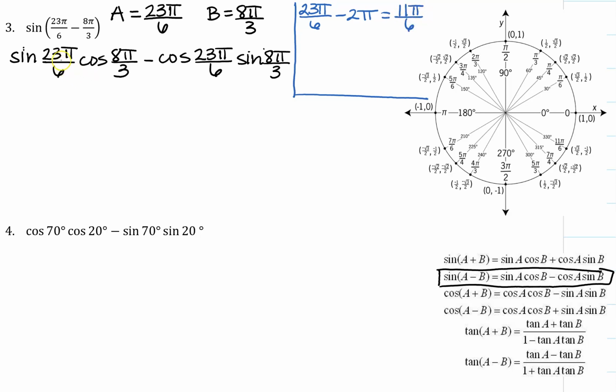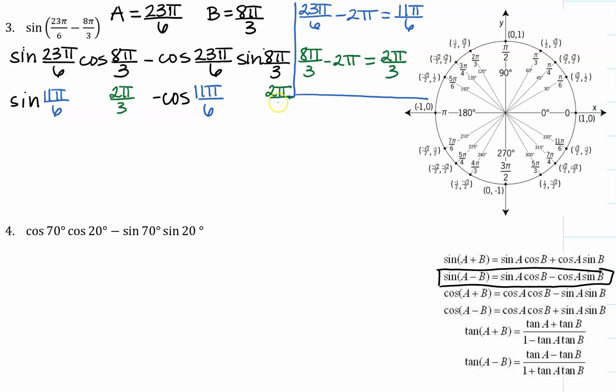So I'm going to replace all of the 23 pi over 6's with 11 pi over 6, since those angles are coterminal. And then we will do a similar thing for the 8 pi over 3. We will subtract 2 pi. And 8 pi over 3 minus 2 pi is equal to 2 pi over 3. And so we will replace our 8 pi over 3's with 2 pi over 3, since those are coterminal angles. And now we have an expression where all of our radian measures show up explicitly on the unit circle, and so we can plug in and evaluate this.